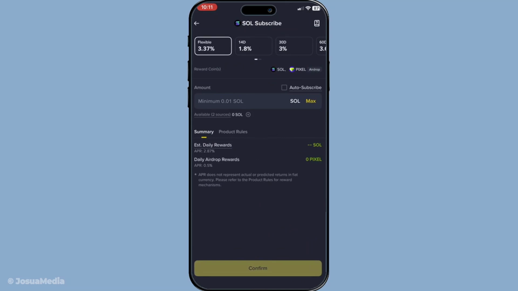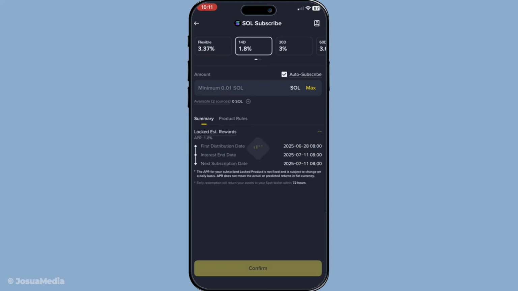On the other hand, locked terms usually offer higher returns as they require you to commit your crypto for a set period of time, such as 30, 60, or even 90 days. Carefully assess your financial needs and select the plan that best supports your objectives.